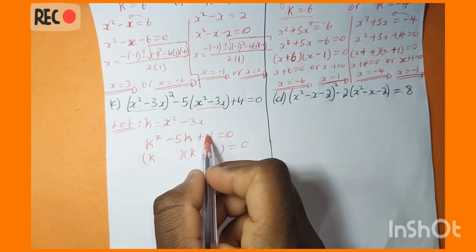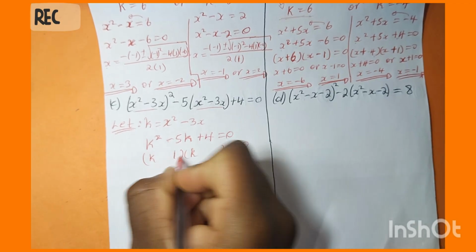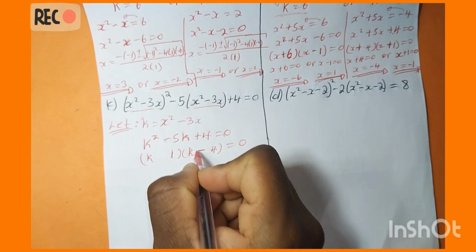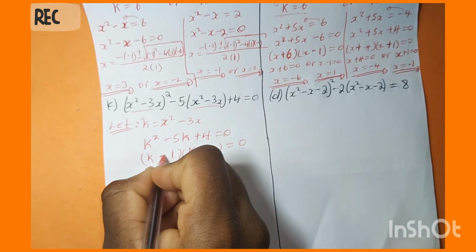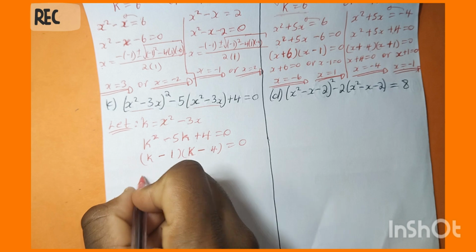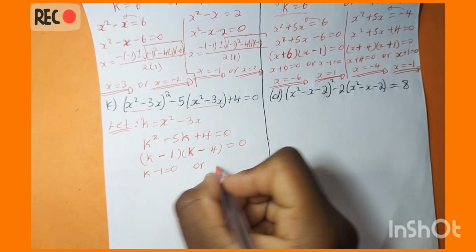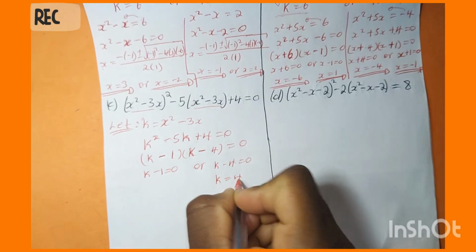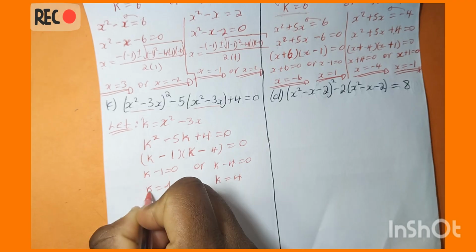Then find the factors of 4 which, when you add or subtract, give you the middle term. It's only 1 and 4. Then the bigger factor takes the sign of the middle term. When you see positive there, they will have the same sign. Then you equate each bracket to 0. So there you will get positive 4, and on the other side you will get positive 1.